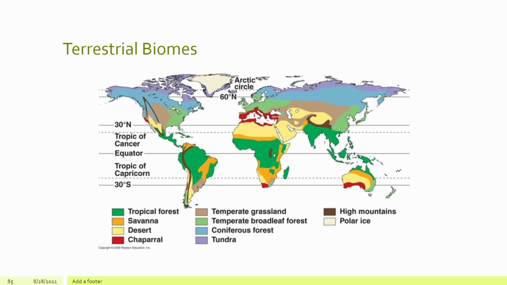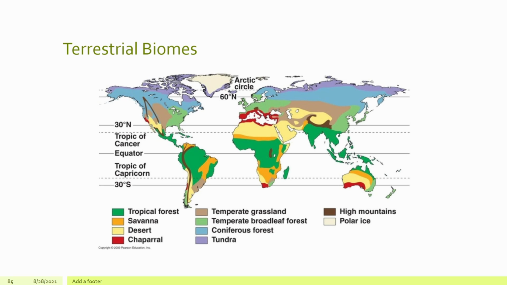So here you can see the different types of biomes and their location. There are tropical forests, savannas, deserts, and chaparral, temperate grasslands, temperate broadleaf forests, coniferous forests, and tundras. There are also areas with high mountains and polar ice. Not exactly types of biomes we're going to be looking at, but notice you start to see some themes.